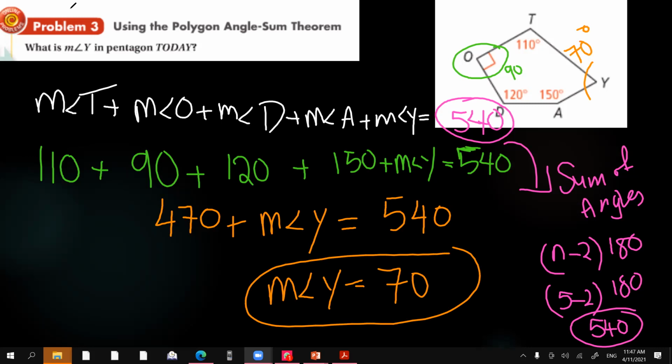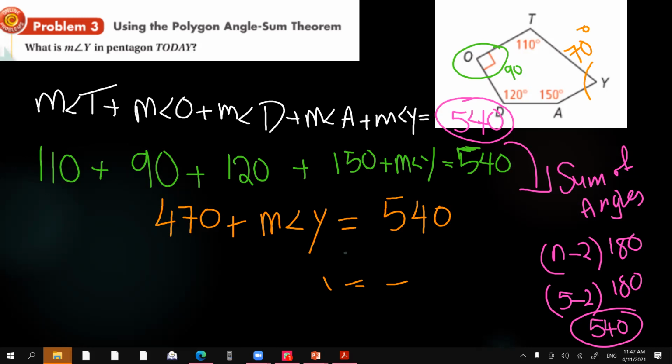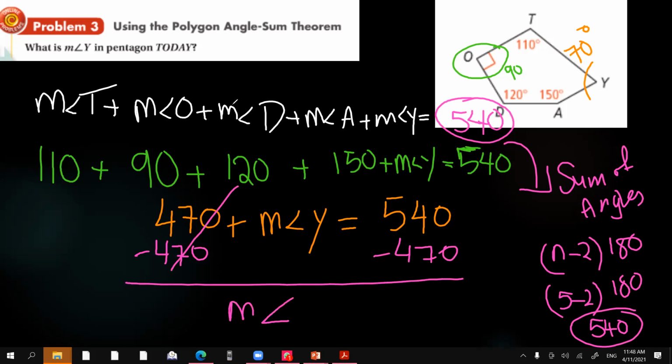Is it clear? Teacher, again, how do we get the 70? Here, 540 minus 470. So the measure of angle Y will be 540 minus 470, which is 70 degrees. Is it clear? Yes, miss.